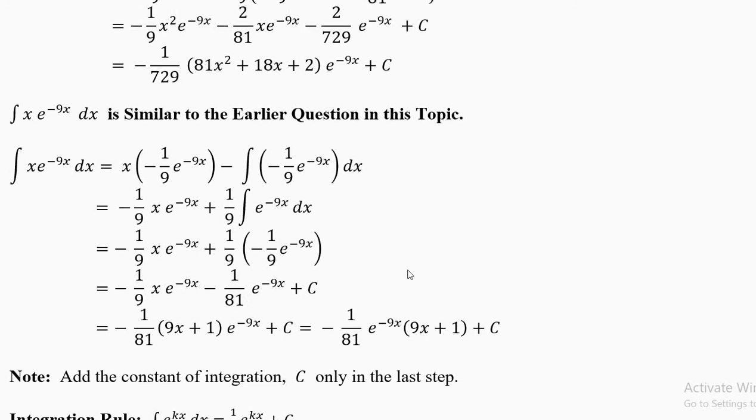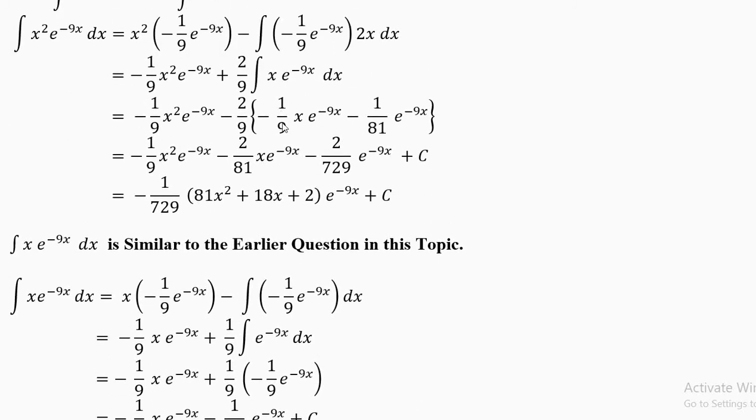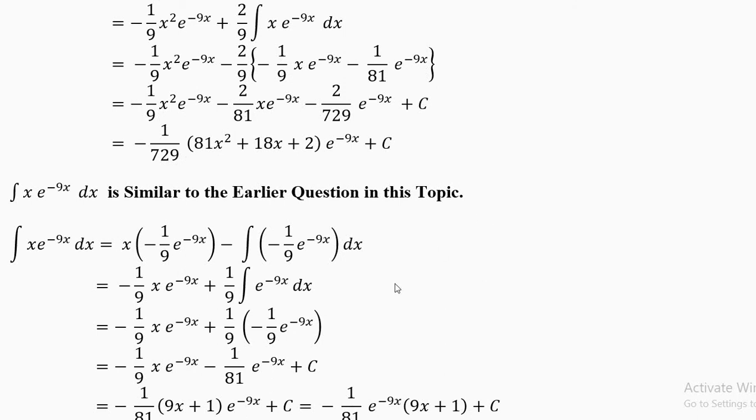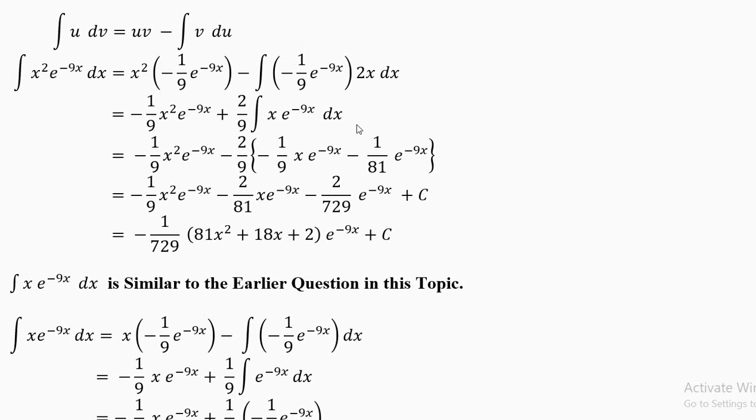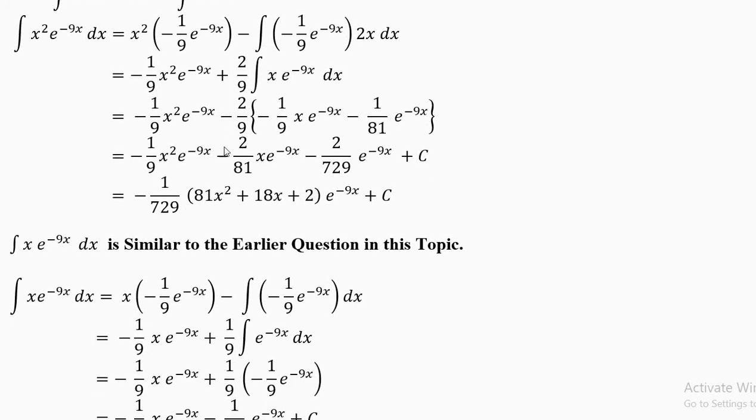This c is not needed in the middle step. You just copy this in the flower bracket which you see here. Look closely. You copy this answer for x e power minus 9x into this flower bracket. Outside you will have 2 by 9 here. Minus into minus is plus, so you will get plus 2 by 9, and this is plus 2 by 9, not minus. Then we'll correct that mistake in the notes.